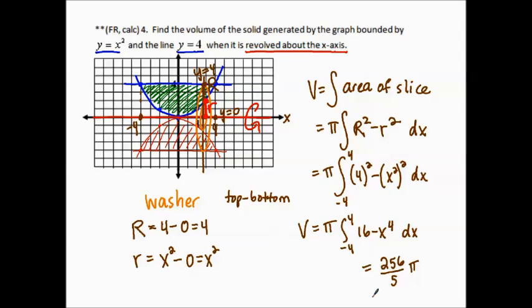Uh-oh, I just noticed that these x values are not negative 4 and 4. How do we get to y equals 4? 2 squared. 2 squared makes 4. So this should be 2 and negative 2. So let's fix those limits. Negative 2 to 2.